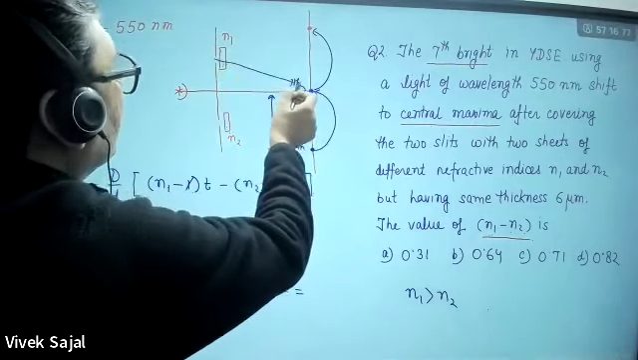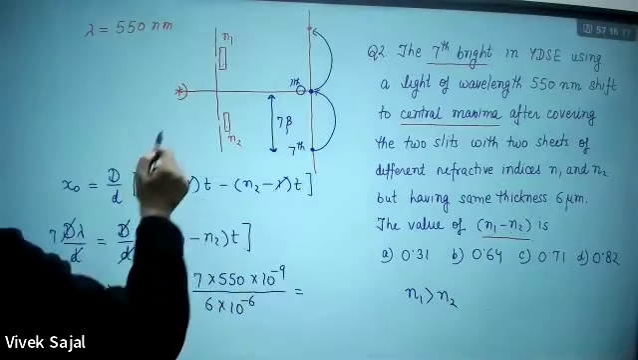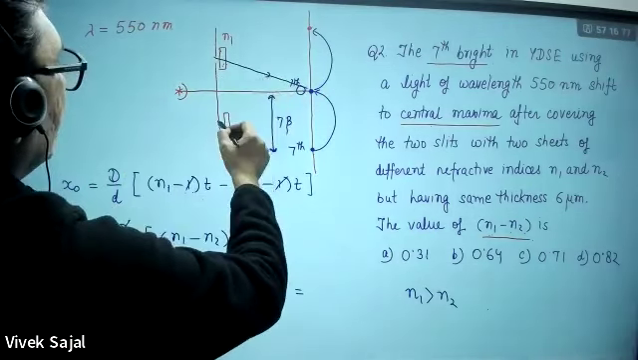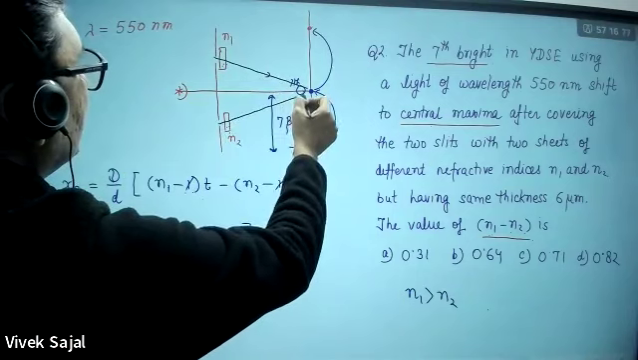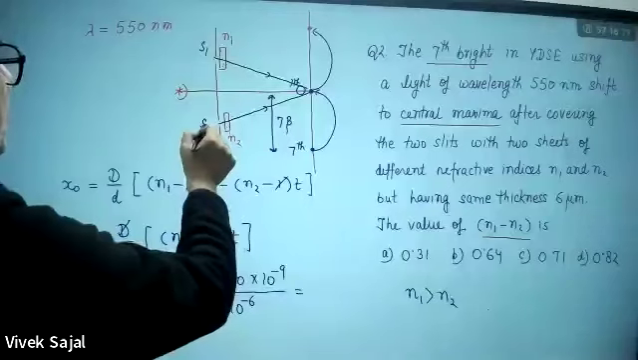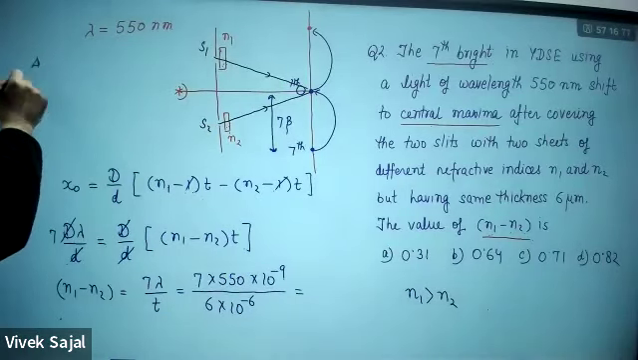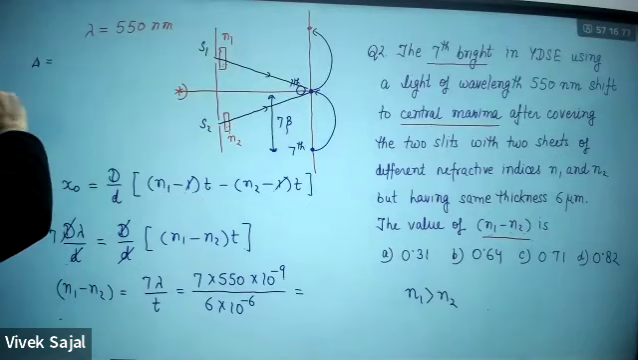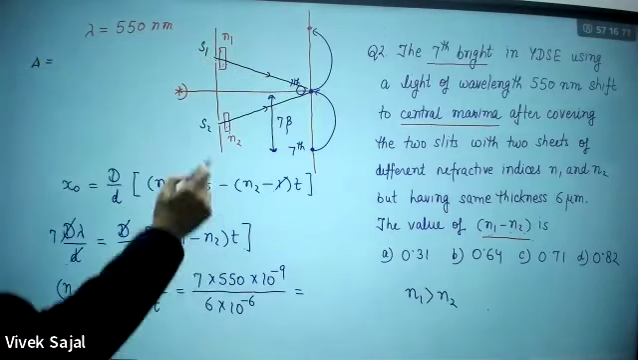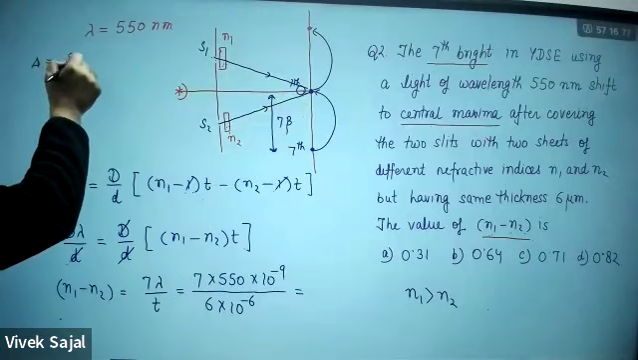Suppose, I should draw with a different color. Suppose light is passing through it and reaching at this point, and light passing through the other is reaching at this point. This is O point. This is S1. This is S2. So what will be the path difference? Path difference will be delta. Delta will be how much? This will be S2O minus S1O.